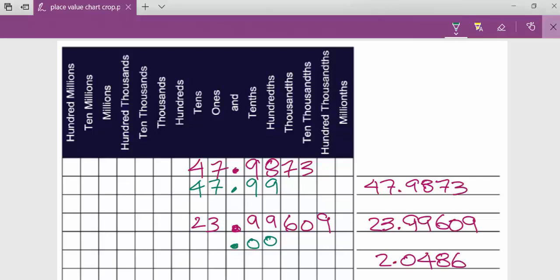And now the digit in the ones position rounds up to a 4. But the digit in the tens position stays the same. So 23.99609, if we're asked to round it to the nearest hundredth, rounds up to 24.00.